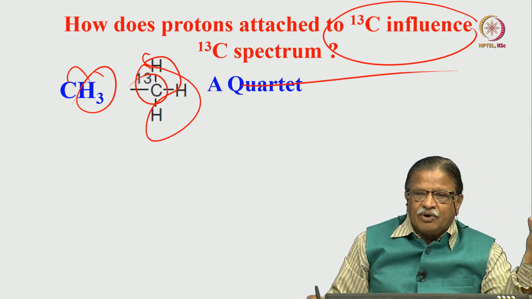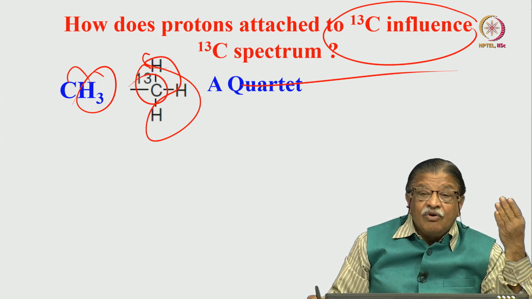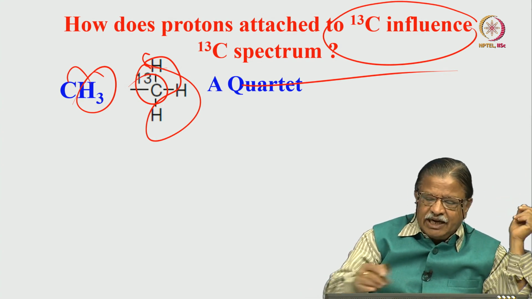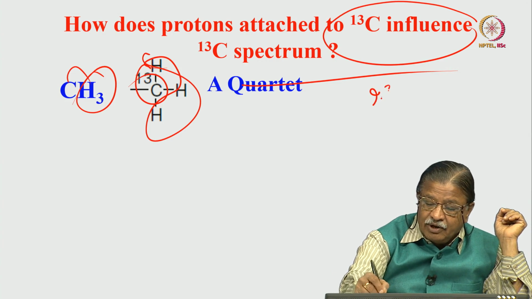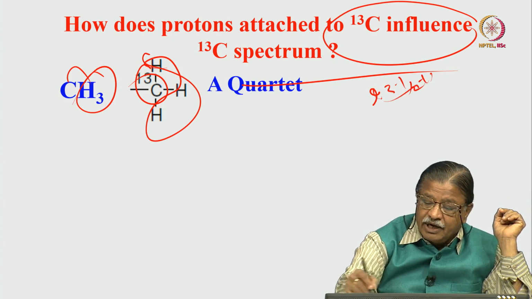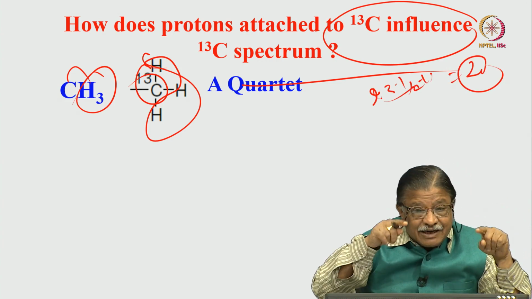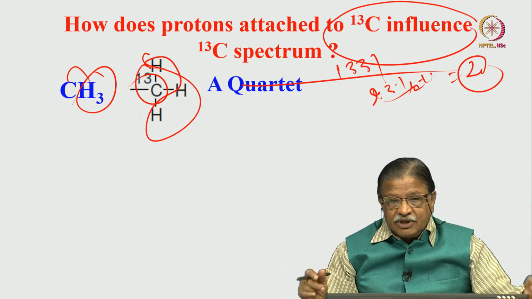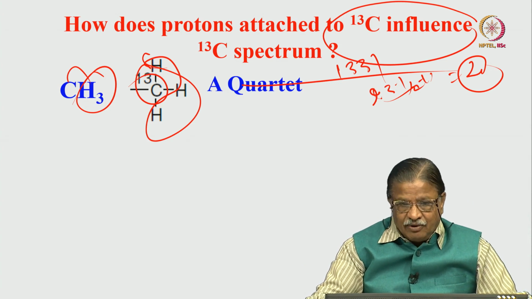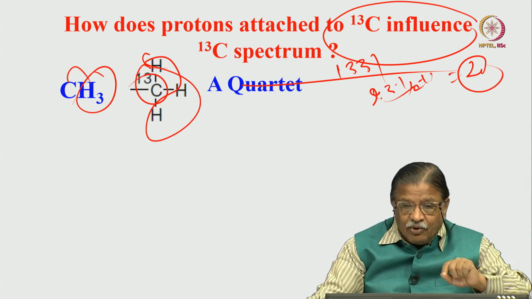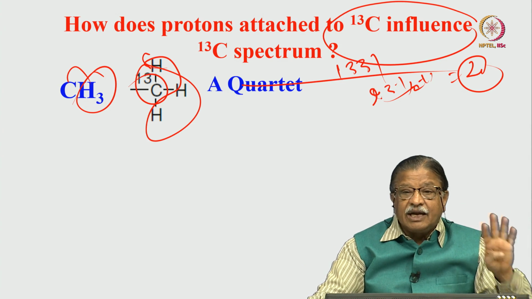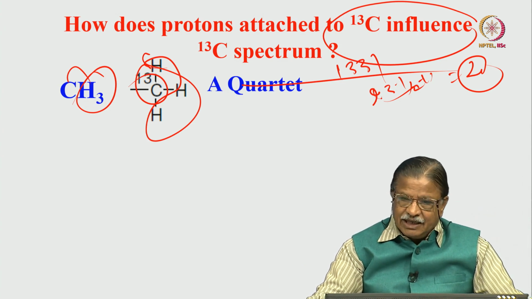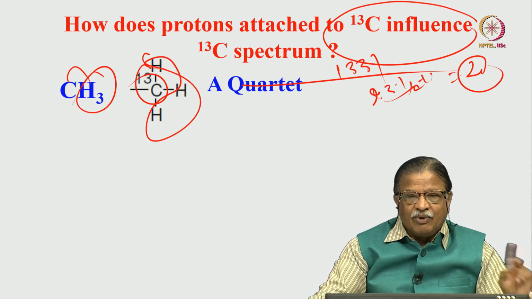Same 2nI plus 1 rule, it should give rise to 4 lines. So 2 into nI plus 1, you put 2 into 3 into half plus 1, you are going to get 4 peaks. And according to Pascal's triangle, the intensity pattern is 1 3 3 1. That is what we should get. So for the CH3 carbon, when the protons are coupled to carbon, you get a quartet with intensity ratio 1 3 3 1.